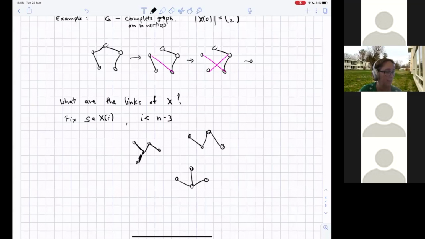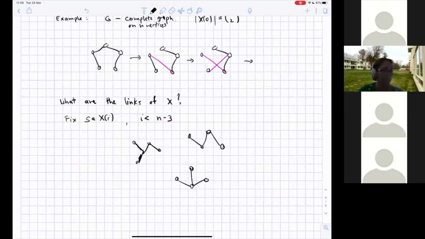vertices in the link of S? We're talking about vertices in the complex X. These are elements in the ground set of this complex, so they are really edges of G. So the vertices in the link of S are some G edges.